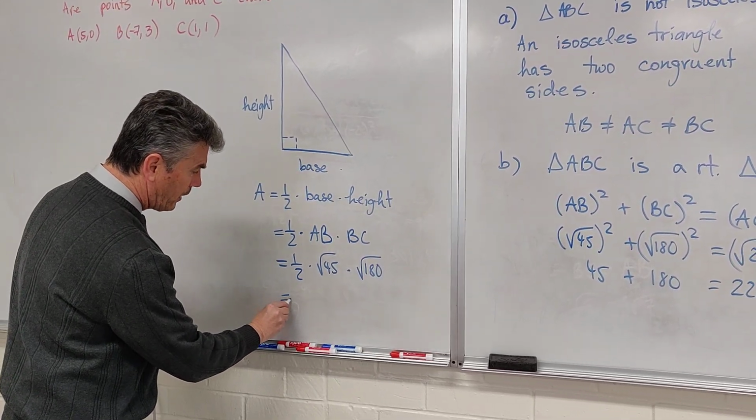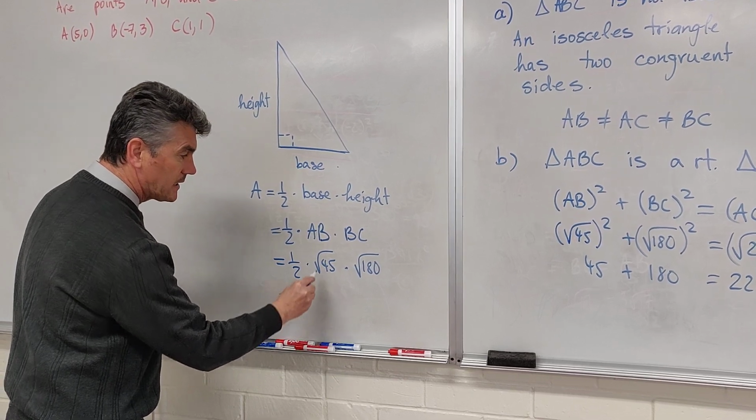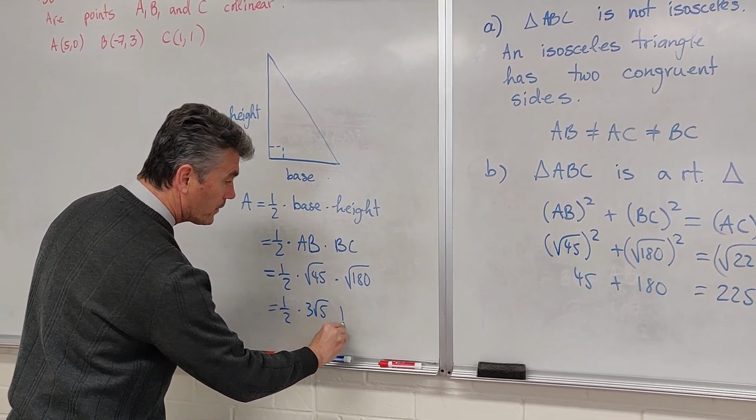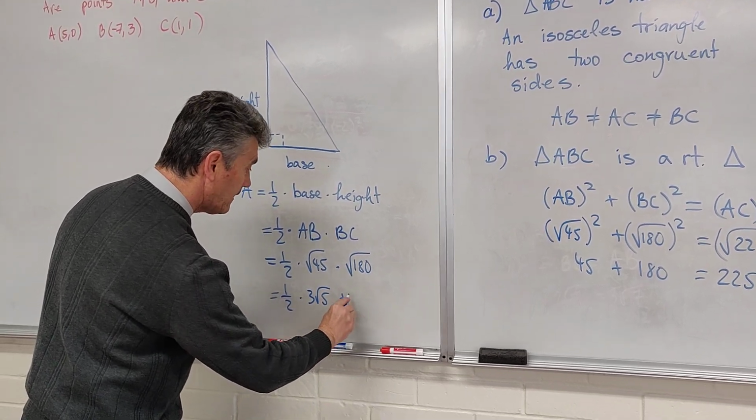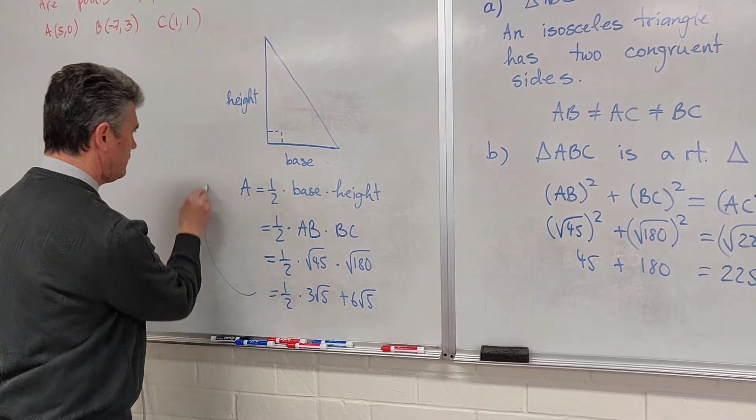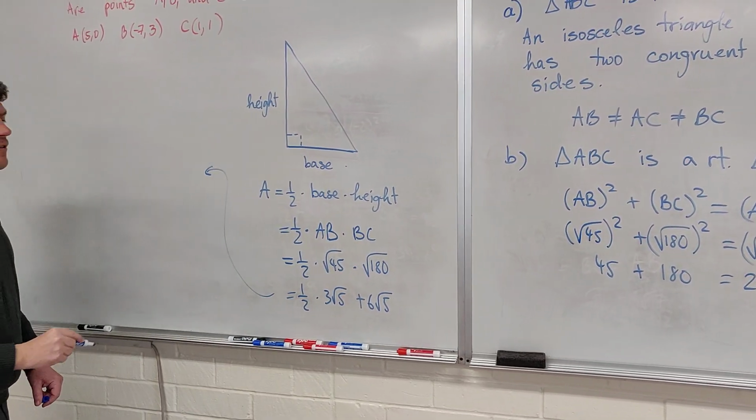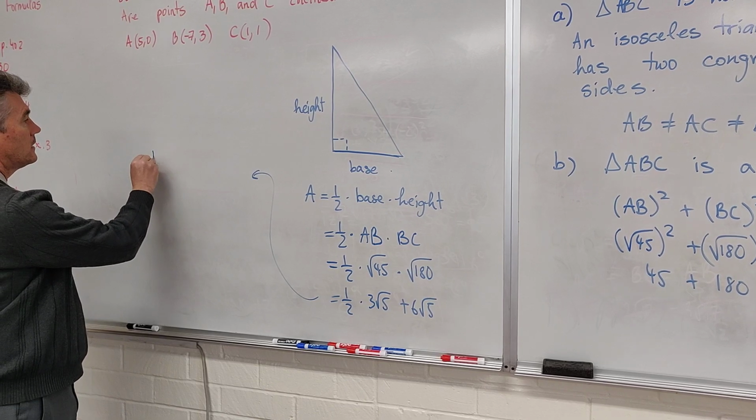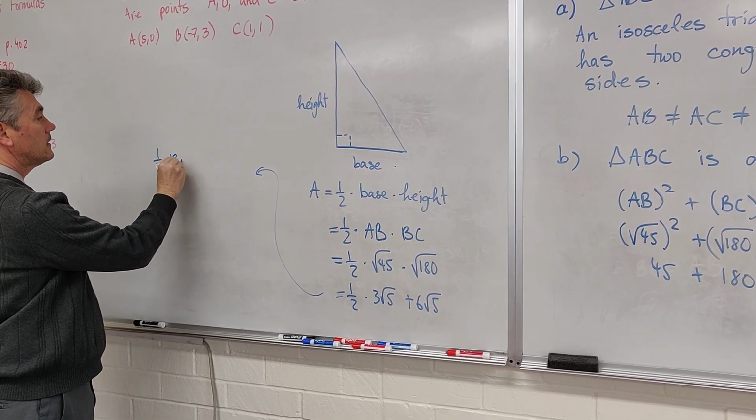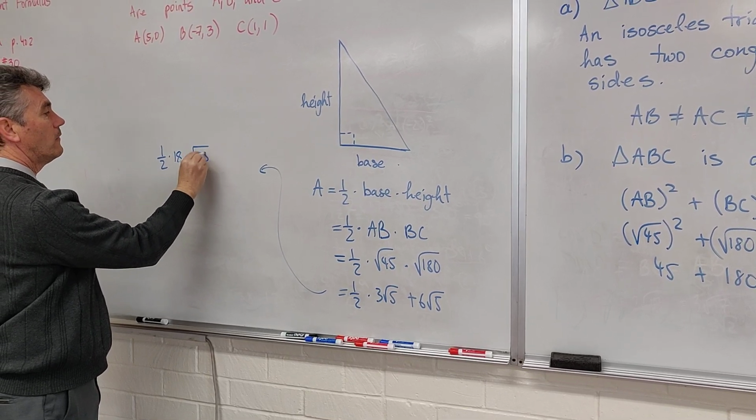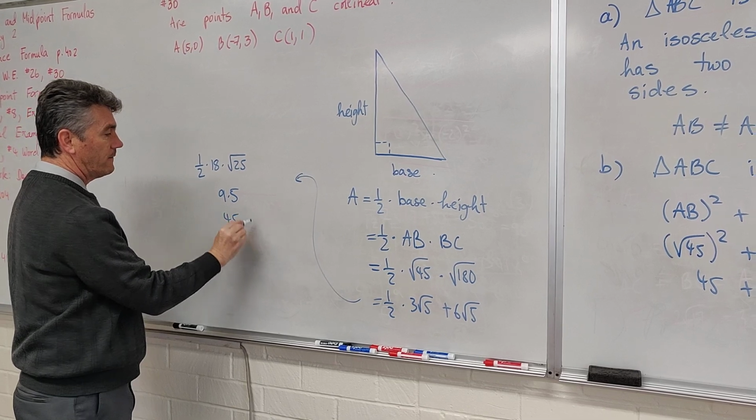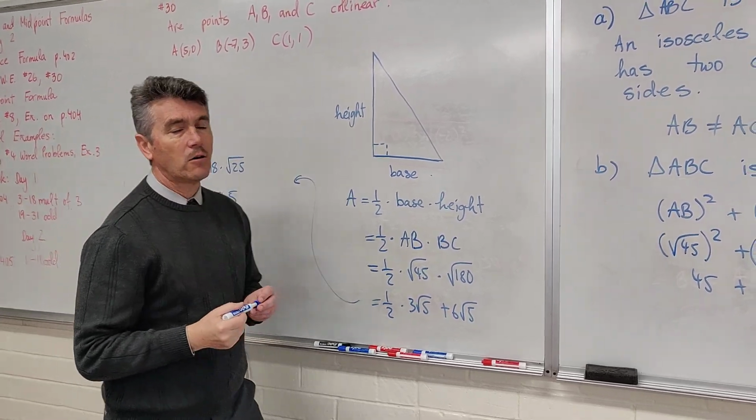If you're really good with numbers, you can realize that the square root of 45 is 3 square root of 5, while the square root of 180 is 6 square root of 5. And you can do all of this without the use of a calculator. So this is 1/2 times 18 times the square root of 25. 9 times 5, 45. So the area of our right triangle is 45.